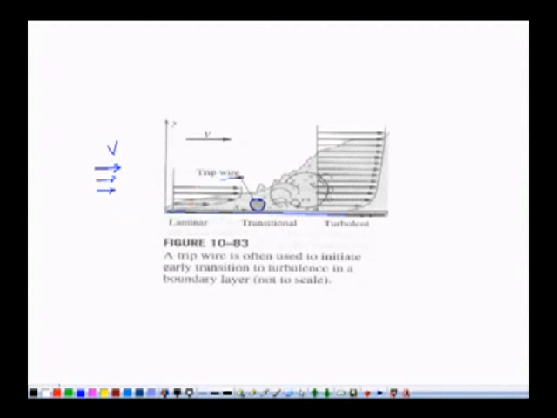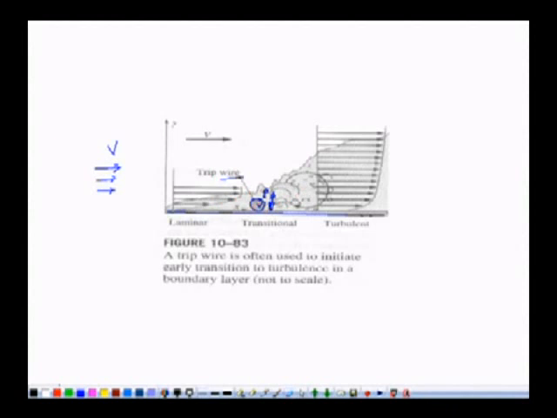Initially, when the Reynolds number is low, we have a laminar boundary layer, and because of this wire we have a mixing of the fluid in the transverse direction. Basically, a transverse component of velocity is developed because of the presence of this trip wire. This is known as a trip wire. The function of the trip wire is to convert the laminar boundary layer into a turbulent boundary layer early.